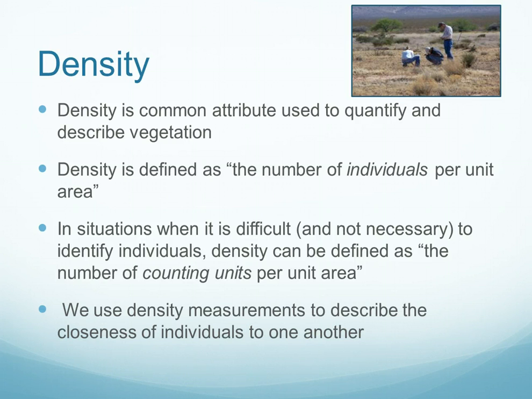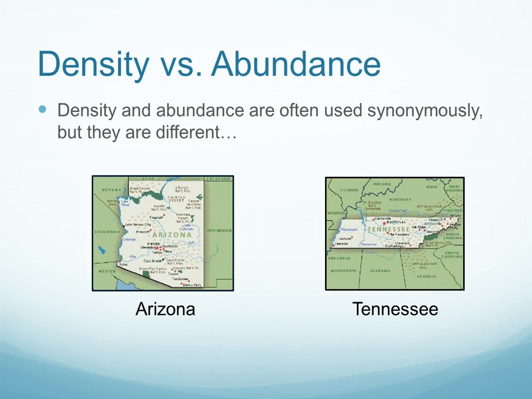We often use density measurements in order to describe the spatial proximity or closeness of individuals to one another. So density relates to the way that individuals occupy space in a landscape. The term density is often used synonymously with abundance, but these have very different meanings, and so it's important to be clear when you're using the term density versus abundance.